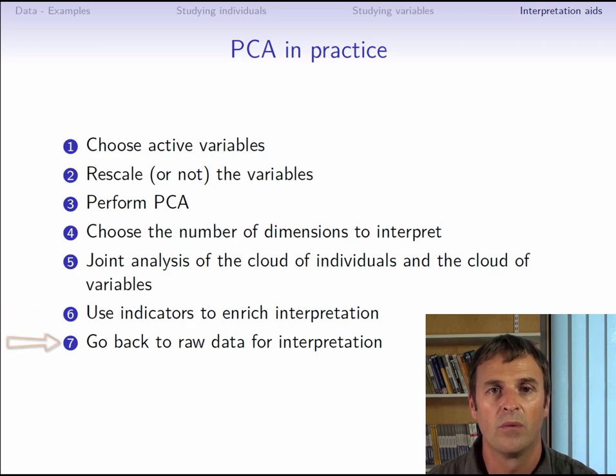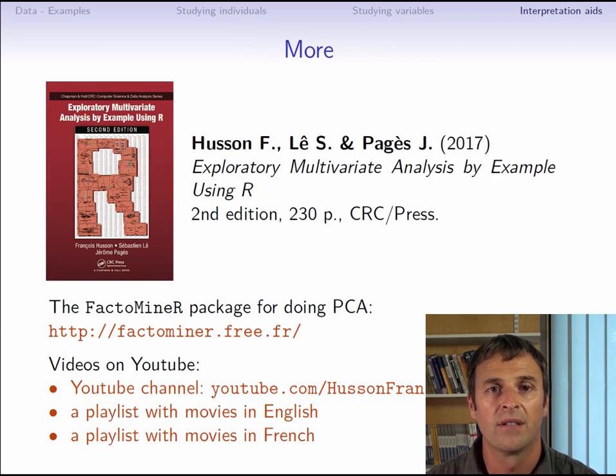And lastly, when we conclude that two individuals are similar, it is important to go back to the raw data to be sure that we have not misinterpreted things. Whenever the analysis suggests an interesting interpretation, we should return to the raw data or standardized data to validate what has been inferred. To conclude, here are some useful supplements to the course.